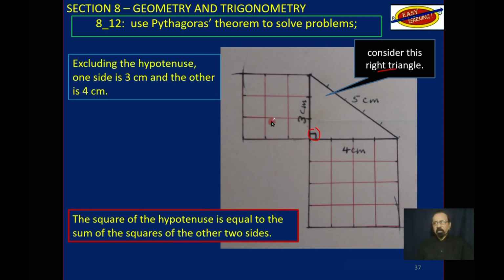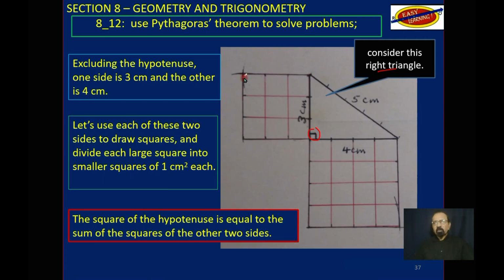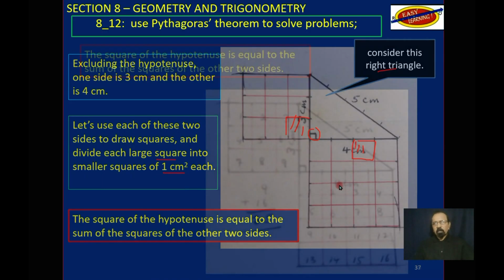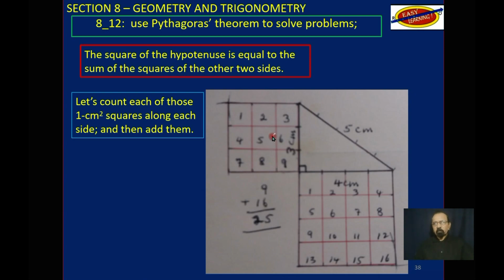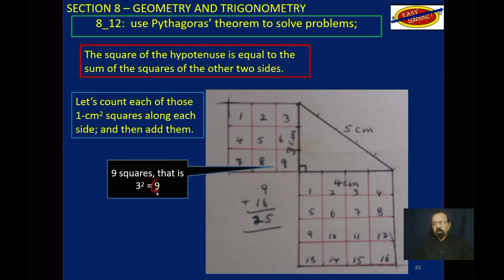So let's consider these two sides. We will use each side as a side of a square, and then we will divide the large square into smaller squares, each 1 square centimeter. So that is 1 square centimeter, and this here is 1 square centimeter, that area there, that there. So we have squared this side, we have squared this side. Count how many squares we have here. You will notice that we have 9 squares. 9 squares. Where did we get that from? 3 squared. So we have squared this side.